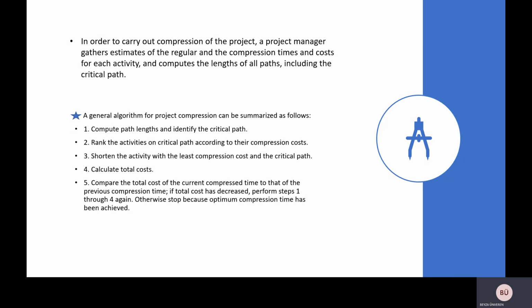Fifth, the last one: compare the total cost of the current completion time to that of the previous completion time. If total cost has decreased, perform steps 1 through 4 again. Otherwise, stop because the optimum completion time has been achieved.